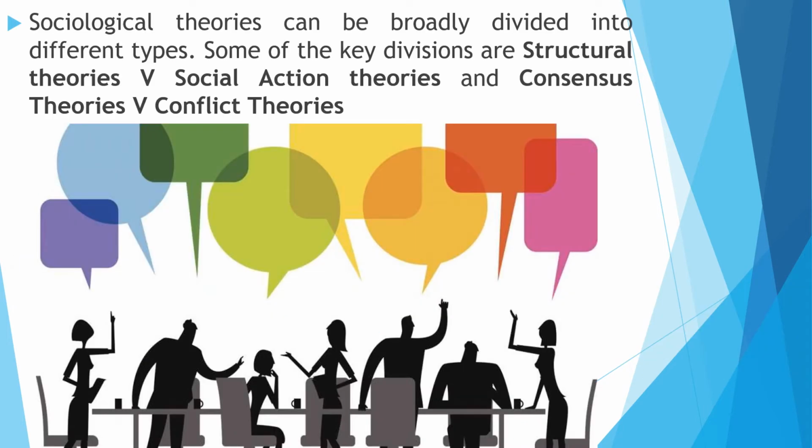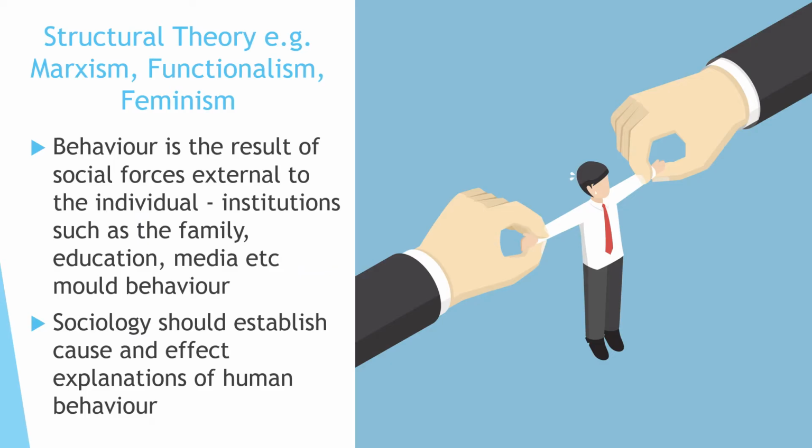Now, sociological theories, as I said, can be broken into different categories: structure versus action, consensus versus conflict, macro versus micro, modern versus postmodern. So that's one of the big differences that we can broadly use to divide the theories.